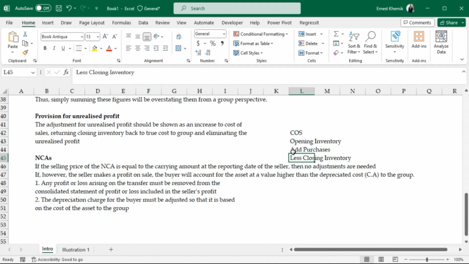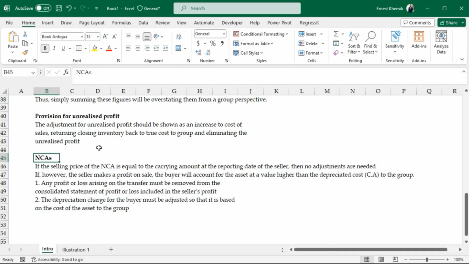So what we are doing is that we are adding any unrealized profit which has reduced the cost of sales back to the cost of sales. And then that is going to bring our closing inventory to its cost to the group. That is the explanation that we are giving to this. So that is just by the way. So that is it.